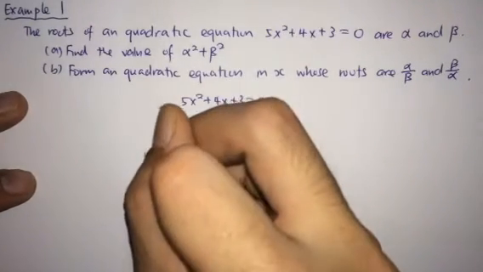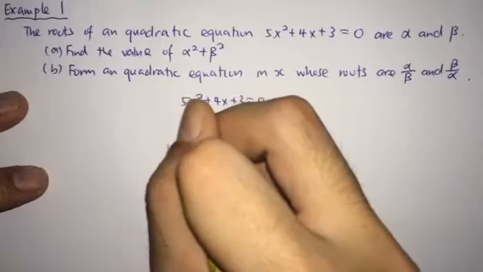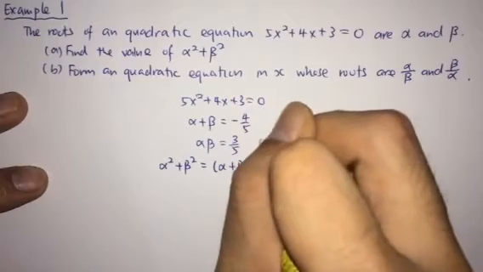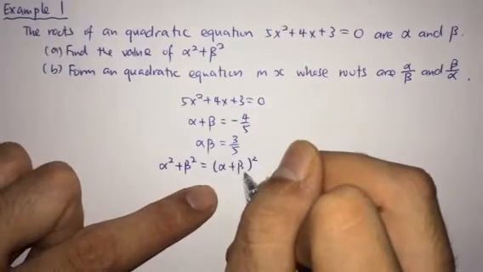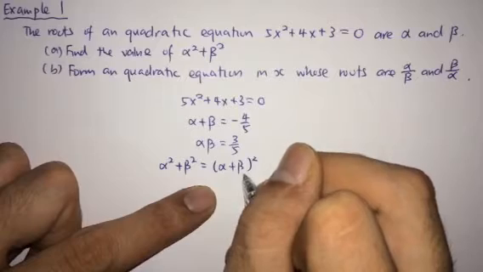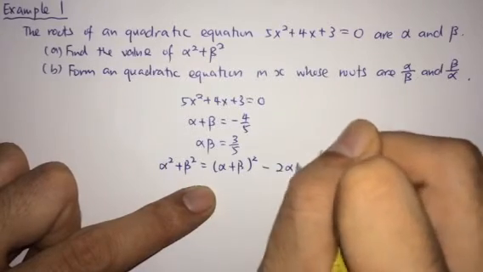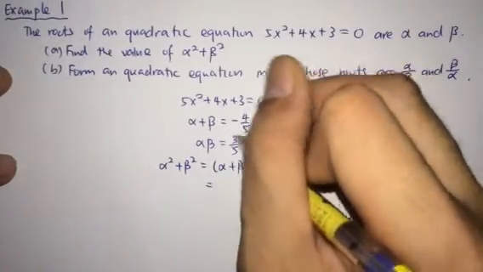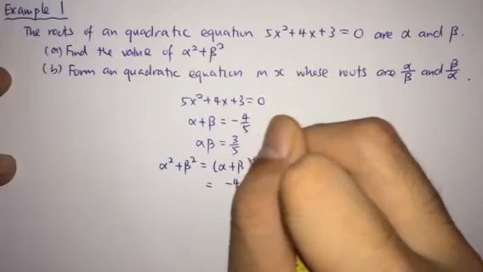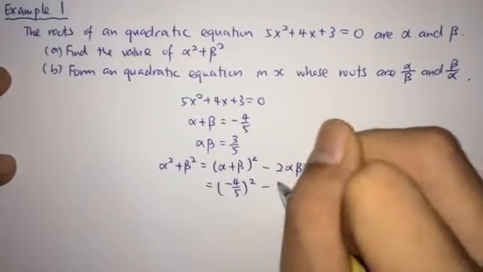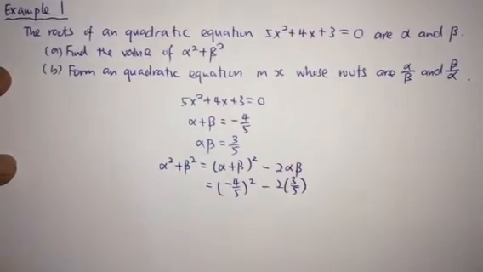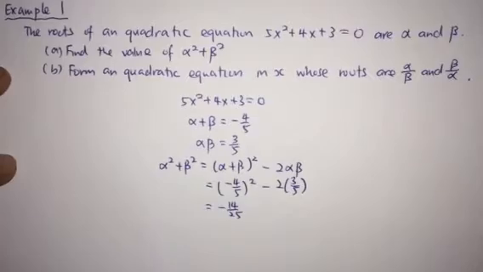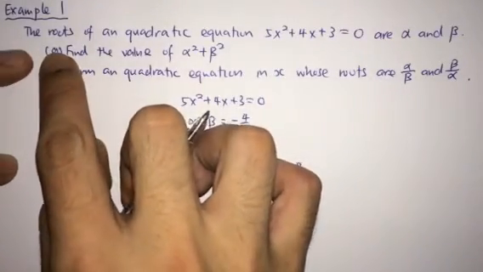To find alpha squared plus beta squared, we take note that alpha squared plus beta squared is the same as alpha plus beta whole thing squared. What we need to do here is to get rid of the 2 alpha beta that's inside here, so we minus off 2 alpha beta. Now, inserting what we have, we have minus 4 over 5 squared minus 2 times 3 over 5. So what we have will be negative 14 over 25. This answers the first question in A.